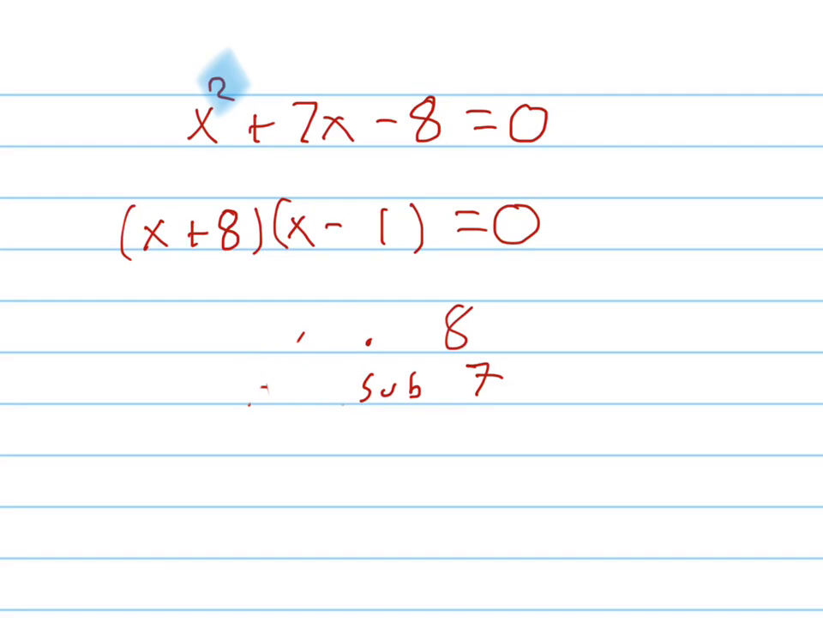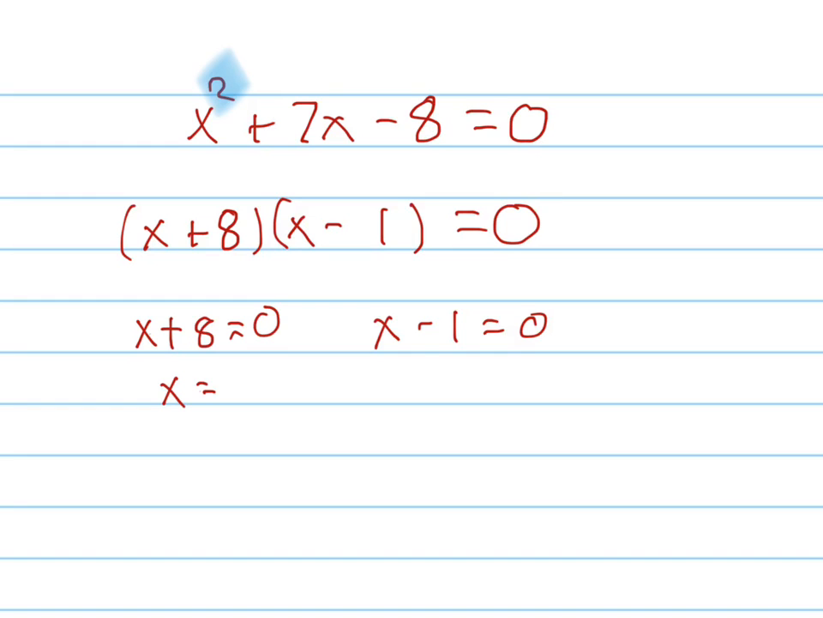I'm going to erase this so I could show you what you could do. So, you're one step away from getting x. So, x plus 8 equals 0, and x minus 1 equals 0. So now you're going to have x equals negative 8, and x equals positive 1. That's basically the gist of it.